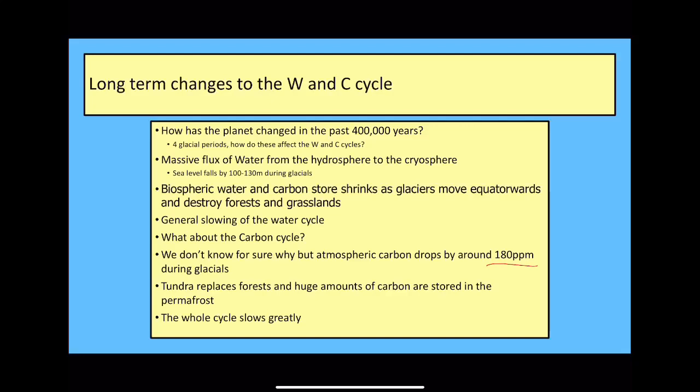It may be that the water on the planet that hasn't become ice is able to absorb large amounts of carbon. Also, a lot of the carbon may be being stored, as we say, within the permafrost. But either way, we get a lot less carbon in the atmosphere. We also get a lot less water in the atmosphere due to a lot less evaporation.